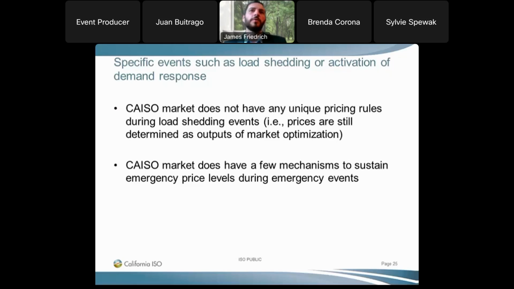There are some ISO RTOs that are discussing whether or not it makes sense to have some sort of floor during a curtailment event, and there are maybe some pros and cons to that. But I just wanted to be clear that even during curtailment situations, the prices are based on the outputs of the market. That being said, there are a few mechanisms to generally sustain emergency prices during emergency events. That's the theme of this topic: various things happen, either operator actions or activation of demand response or strategic reserves, that can have price suppressing effects in emergency situations. So let's move to the next slide.